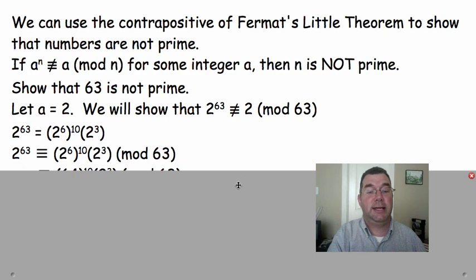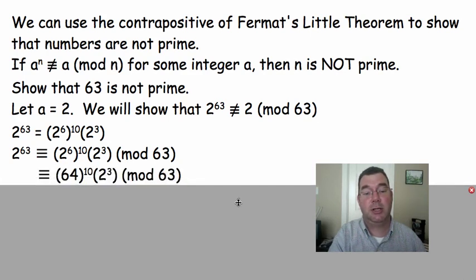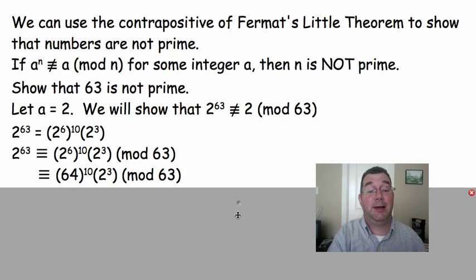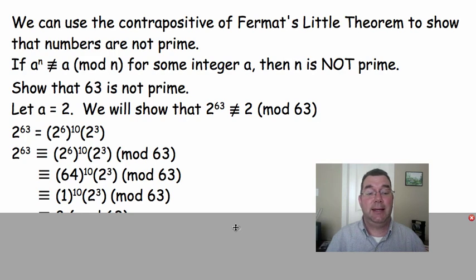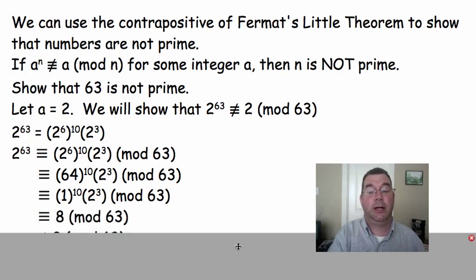And so 2 to the 63rd then, mod 63 is congruent to that same expression, mod 63. So now I'm just being more specific and talking about 63. The reason I chose 2 to the 6 to take out a bunch of times is because that's congruent to 64. 2 to the 6 is 64. And the reason 64 is nice is because when I divide that by 63, I get a remainder of 1. So 1 to the 10 times 2 to the 3rd, that's just 8 mod 63.